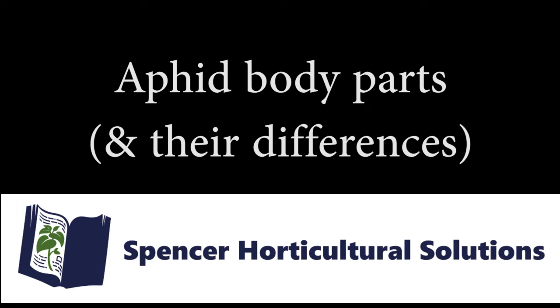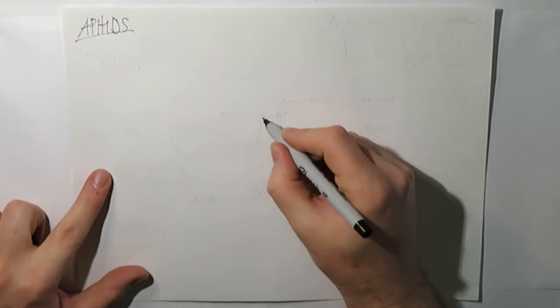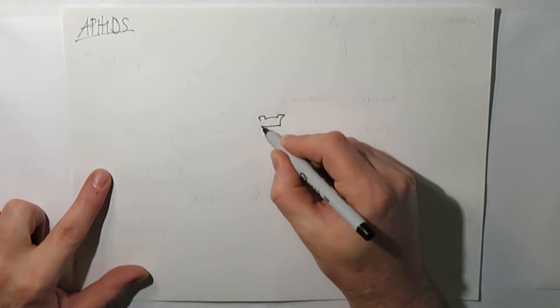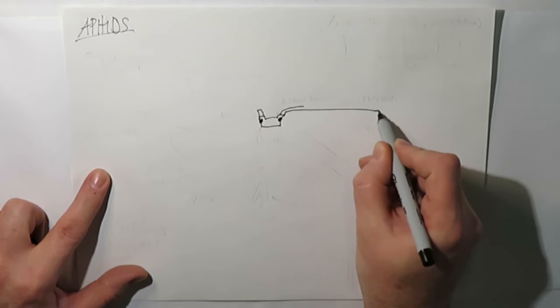This video will look at the different parts of the aphid and how to tell the difference between them. Aphids are small, soft-bodied insects, generally all female. Occasionally they aren't, but for the most part they're all female all the time.